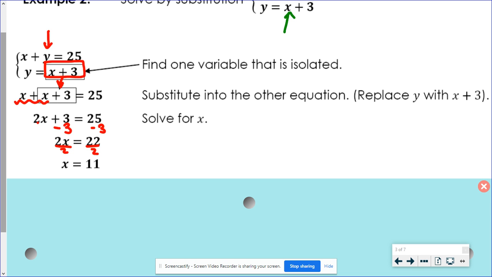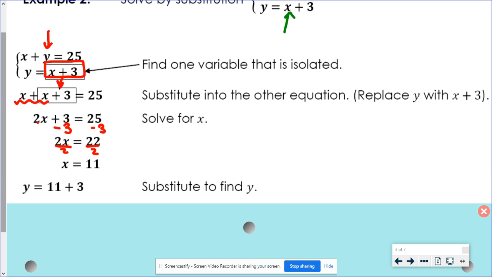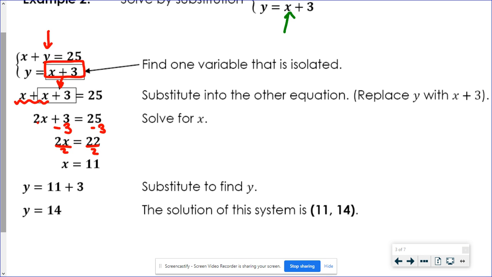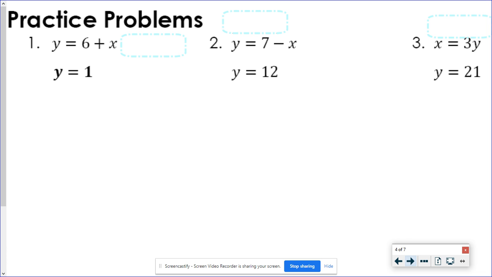I'm going to put the 11 right there. So if x is 11, then I could say that y is equal to 11 plus 3, which gives us 14. So I know the x was 11, the y was 14. There's my solution.